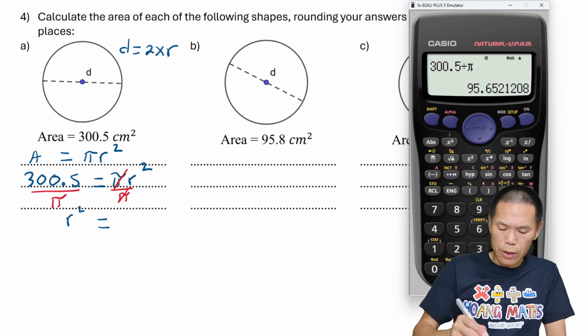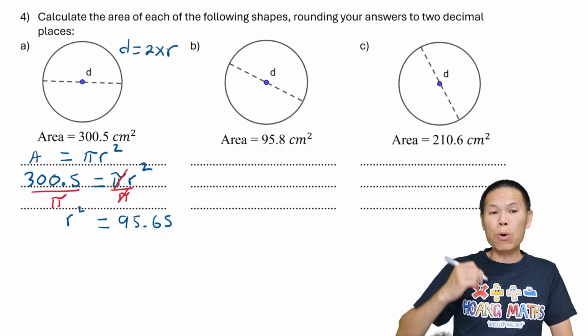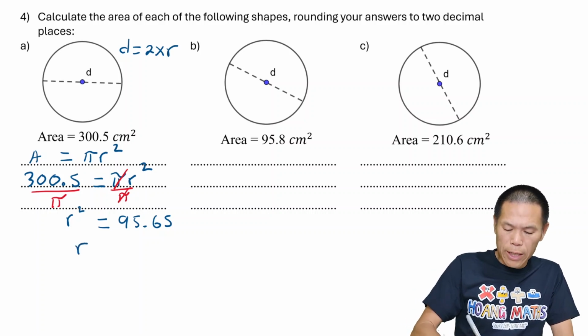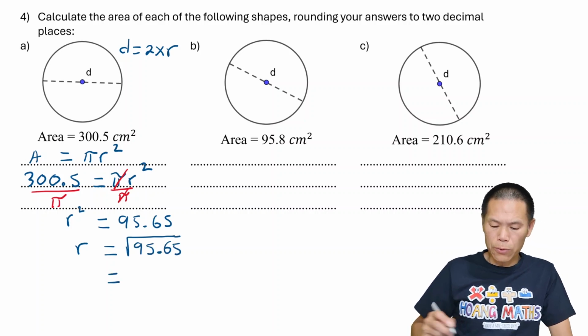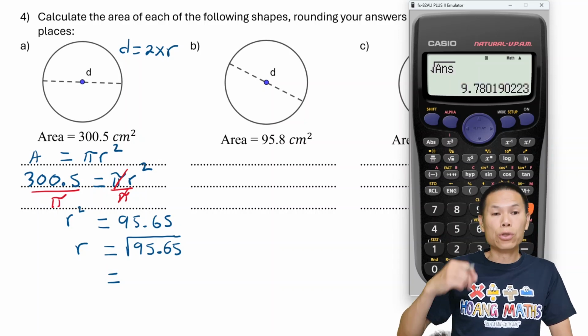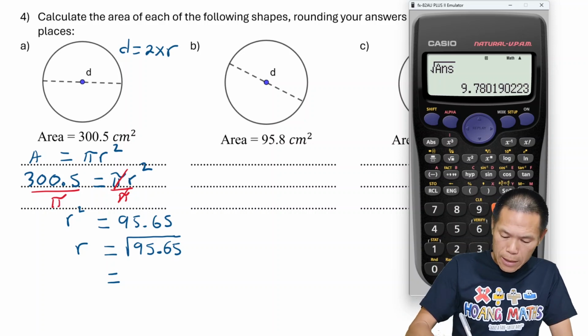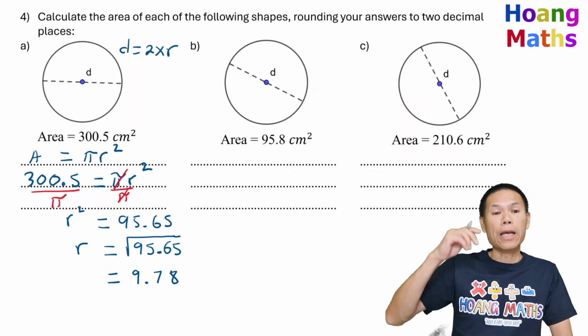95.65 and so on. So 95.65, and we square root on both sides. So that means the radius is the square root of 95.65. So that is equal to, we just square root the answer. So there you go, 9.78. So 9.78, and that is the radius.